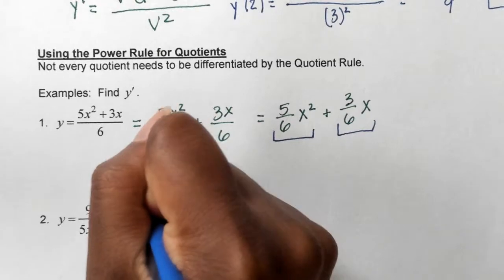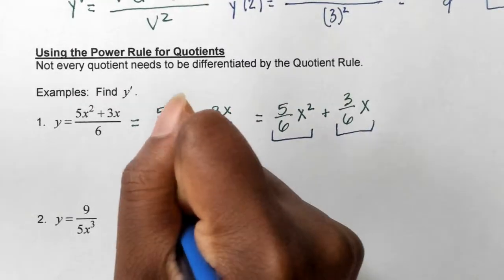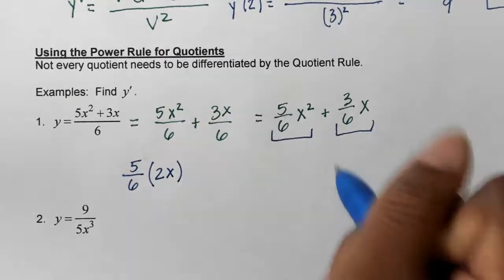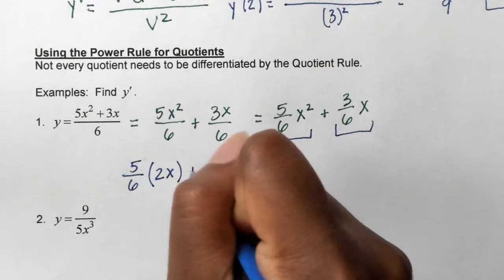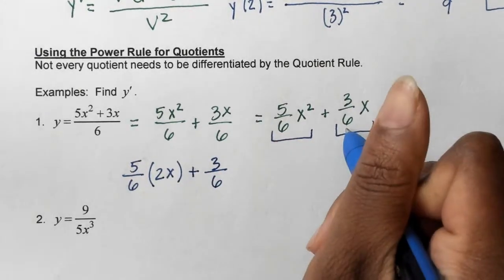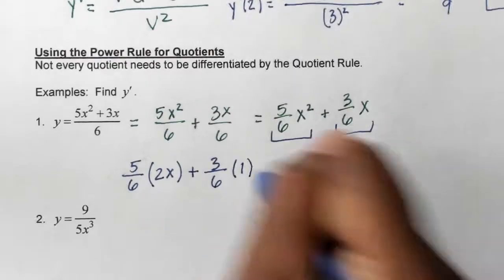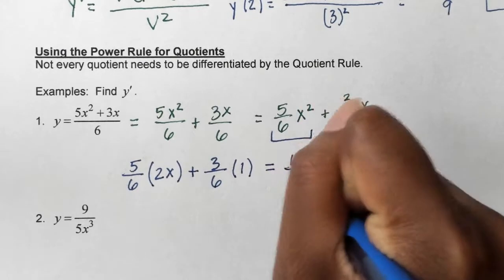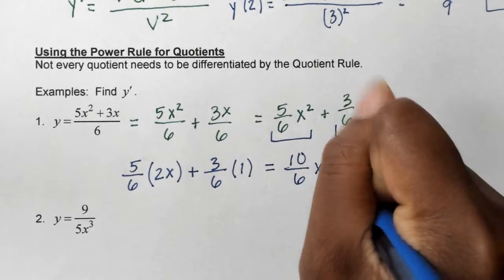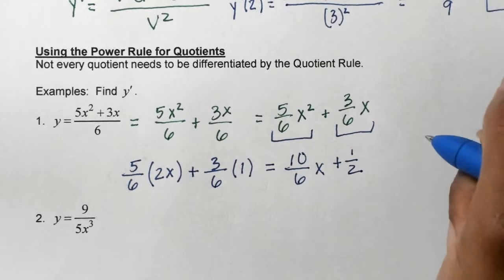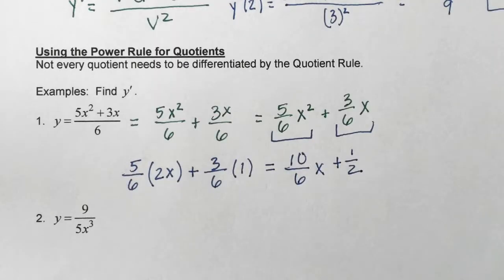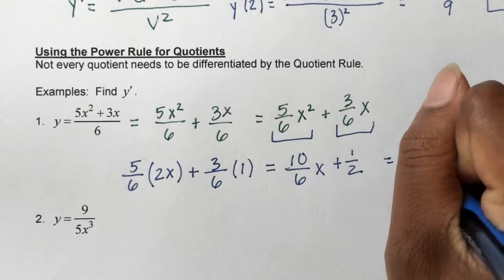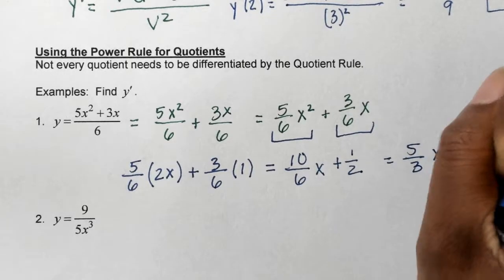We would have 5 over 6 as a constant, and then we have 2x as the derivative of x squared, plus 3 over 6 as our constant, times 1 as the derivative of x. So that gives us 10 over 6x plus 1/2, which we can further simplify to 5 over 3x plus 1/2.